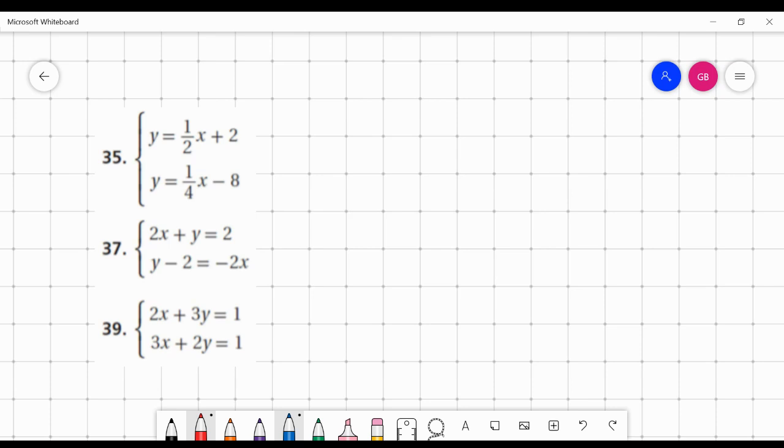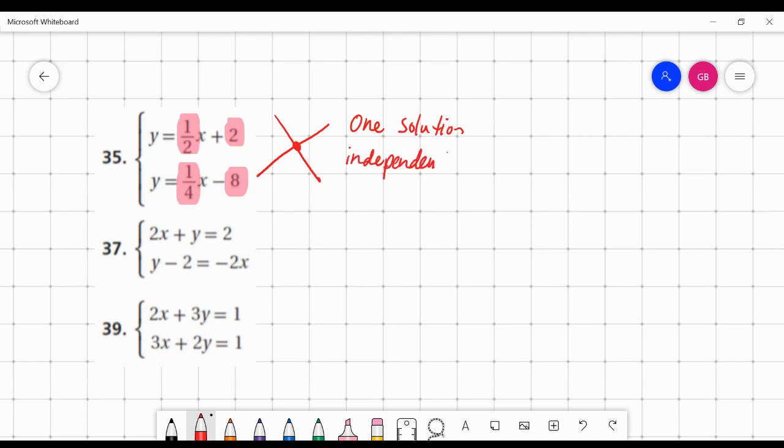So if they have different slope and different y-intercept, then the lines are going to intersect. So this one for 35, there is one solution, so it's independent and consistent. Okay, you could type these up in decimals and check yourself.